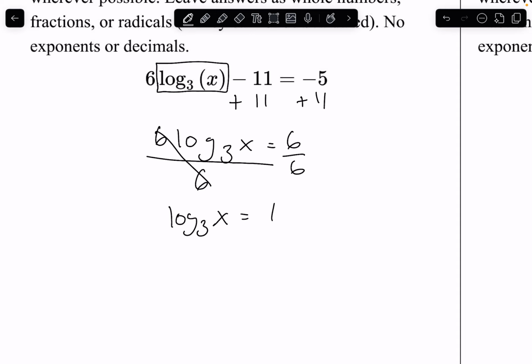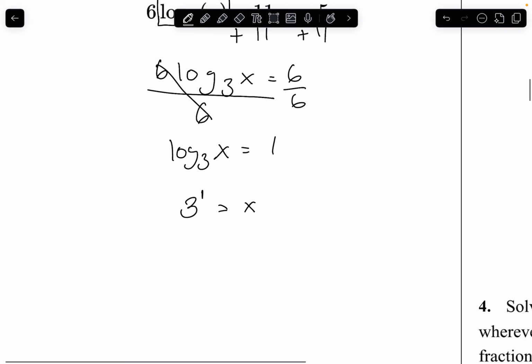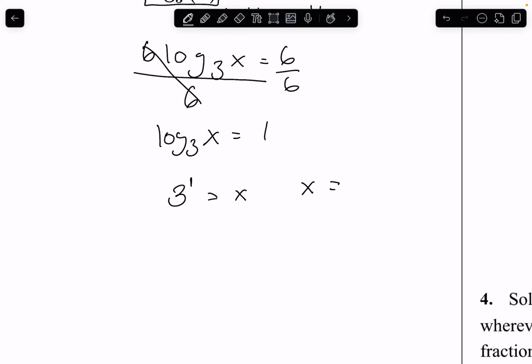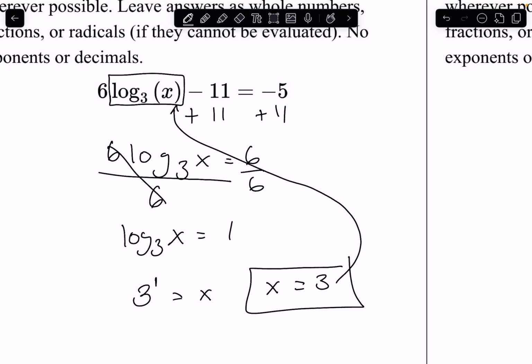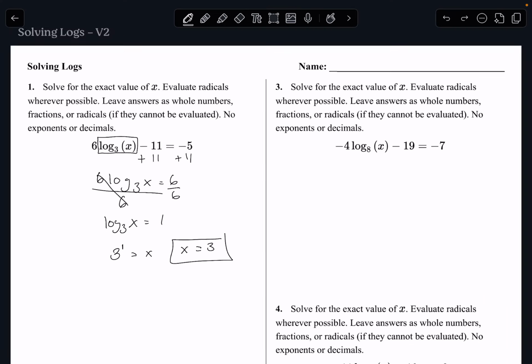At this point, the log is by itself, so we can write it as an exponential. You can say that 3 to the power of 1 equals x. You could plug that into your calculator, but maybe you don't need to. You can see here that x is equal to 3. Now you should always double check and make sure that it's a good solution. If we plug a 3 in here, we're good to go. We get a positive value. So 3 is our answer.